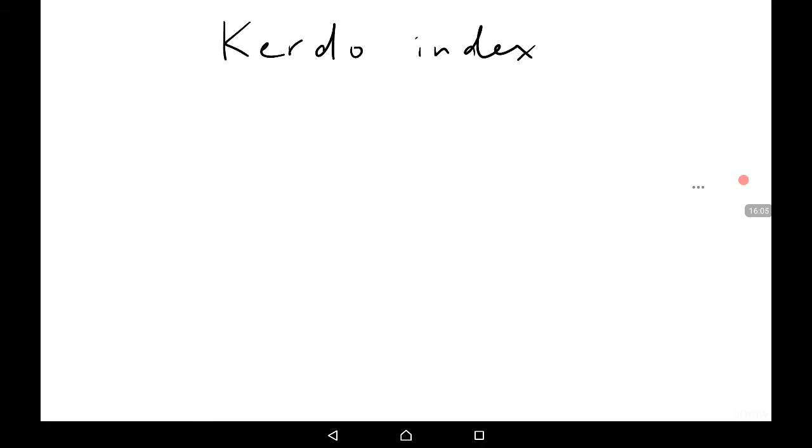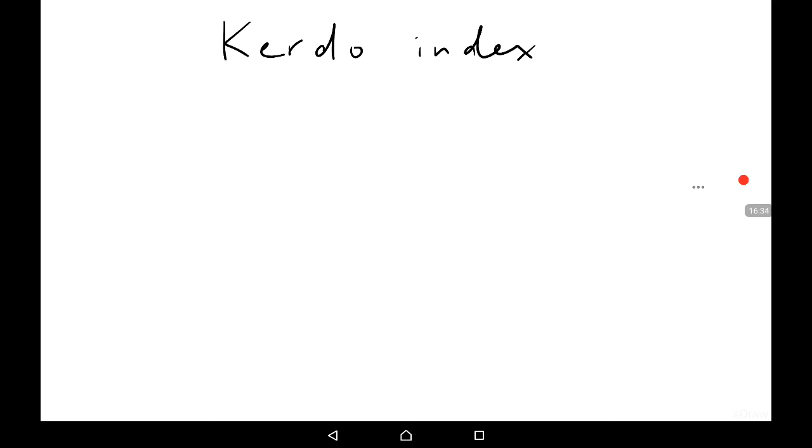Kerdo index may estimate the autonomic tone of an individual. The autonomic tone reflects the predominance of the sympathetic or parasympathetic nervous system in the body. Because some people may have a prevalence of the parasympathetic nervous system, it is called vagotony, or the prevalence of the sympathetic nervous system, sympathicotony.